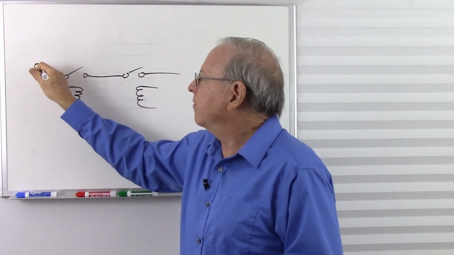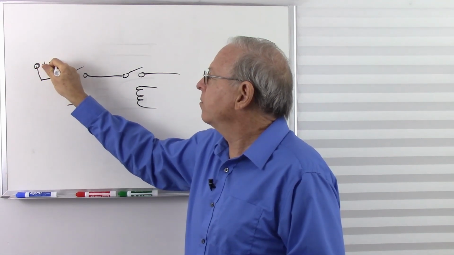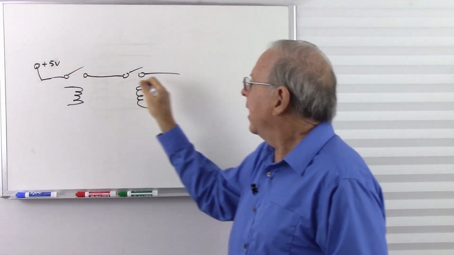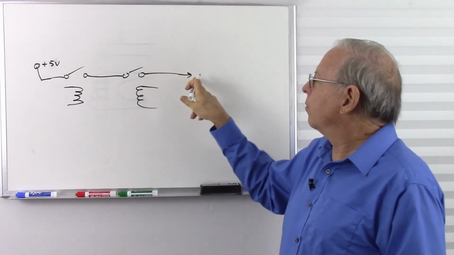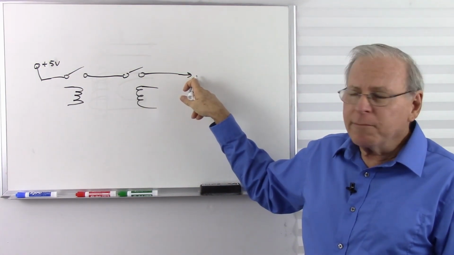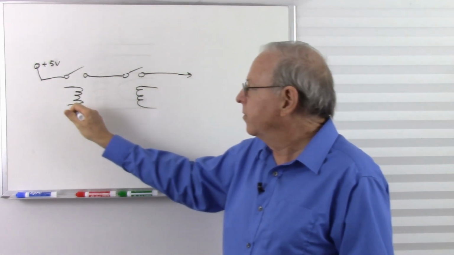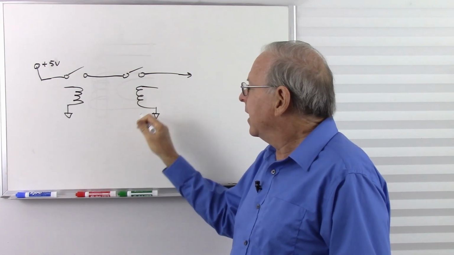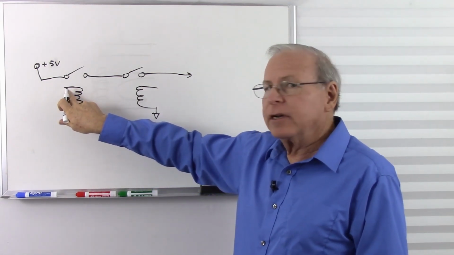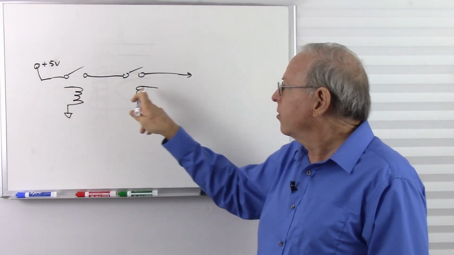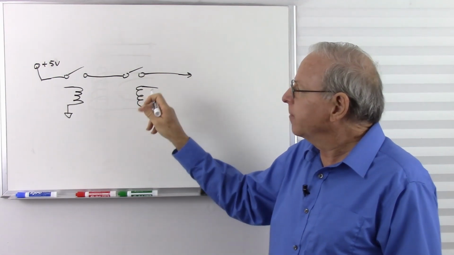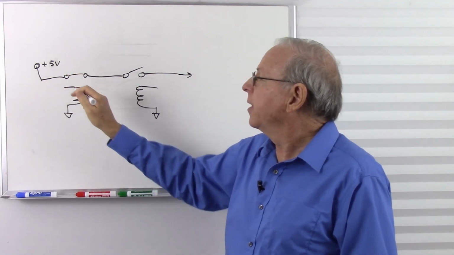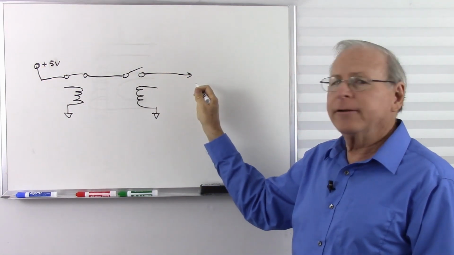So here's a voltage, let's call it plus 5 volts. And we want to move that voltage over to here, or not move it over to here, depending on what we're doing. Let's connect these guys to ground here. Now I have two inputs. I have one relay I can energize, or another relay I can energize. And if I energize this one, that switch closes. Does my 5 volts go to the end? No.